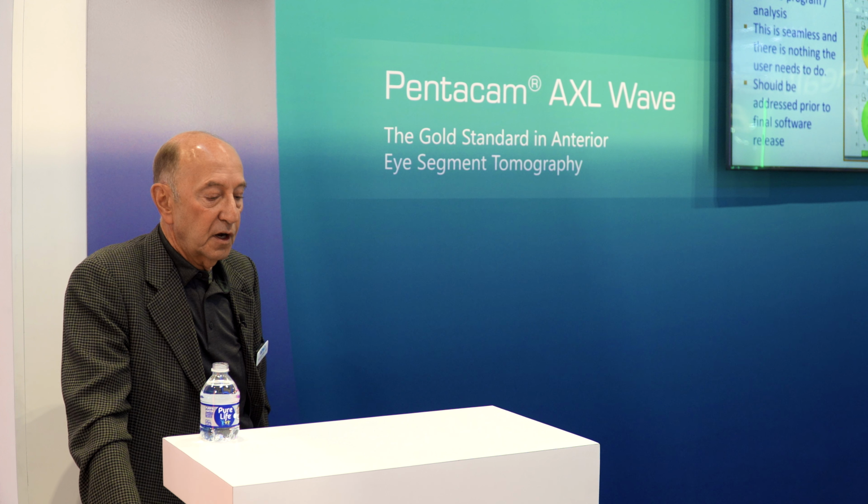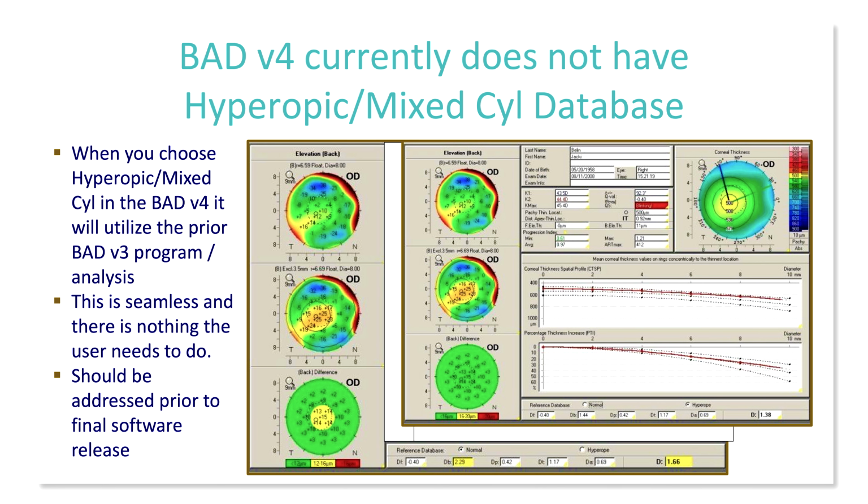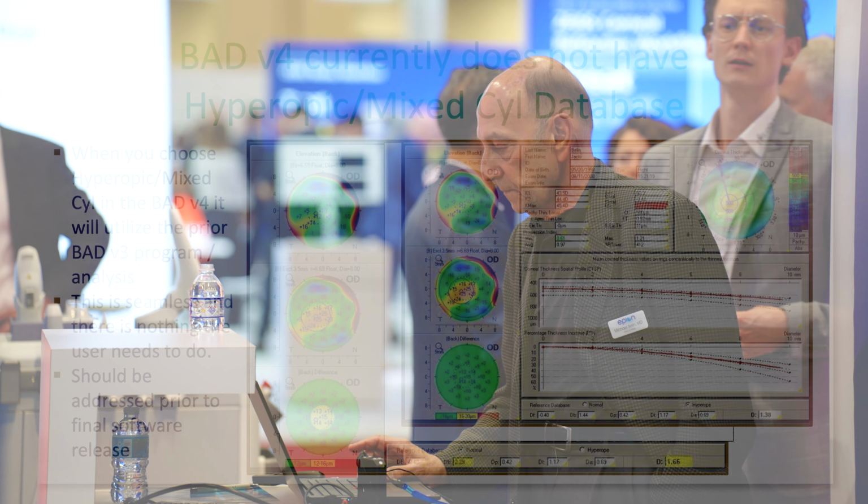Now, the other thing to be aware of, and I believe this is being changed, is that the current version 4 does not have a hyperopic or mixed-cell database. So when you choose hyperopic or mixed-cell in the BAD version 4, it will utilize version 3 software. I'm told that's being addressed, but that's current. This will be seamless. As the end user, again, there's nothing you need to do. And as I said, I'm being told it will be addressed in a future update of the version 4 software.